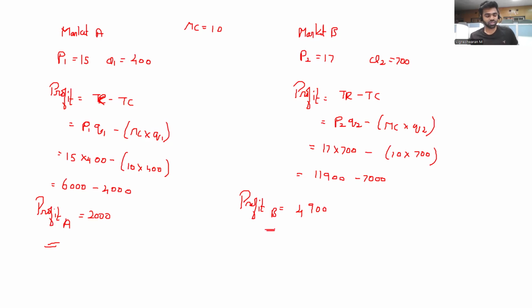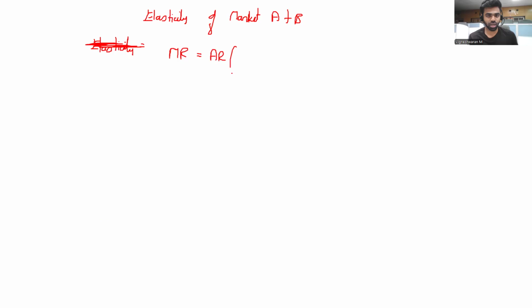So this is the last part. We are going to find the elasticity of market A and B. The formula is MR is equal to AR into 1 minus 1 by E. This is the formula by which we will calculate the elasticity.